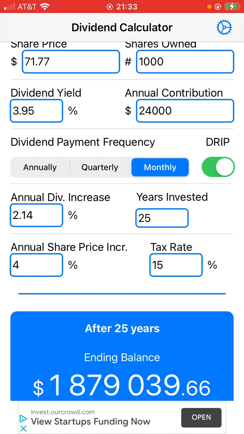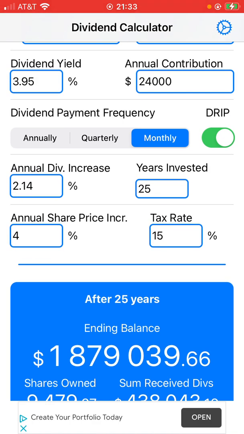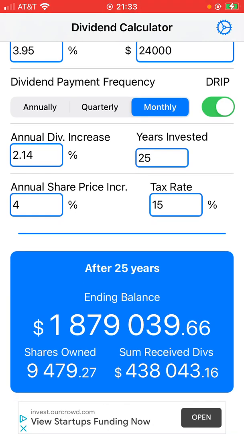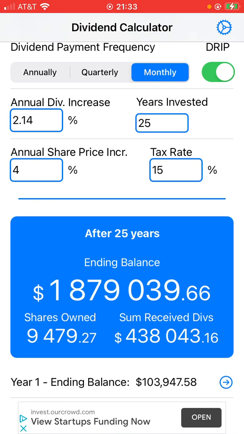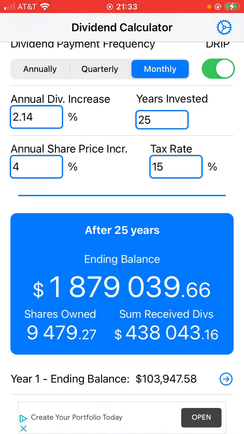Okay, but anyway, off of that rant, we're gonna go to where it has the annual dividend increase. You can put in the percentage there. You can play around with the number, or you can just get the numbers off of the company's website. Annual share price increase, the same thing. And this is something that's really easy. You can pretty much play around with the tax rate.